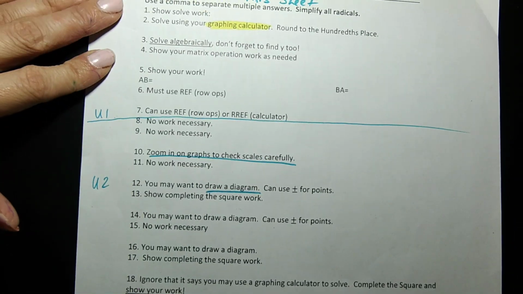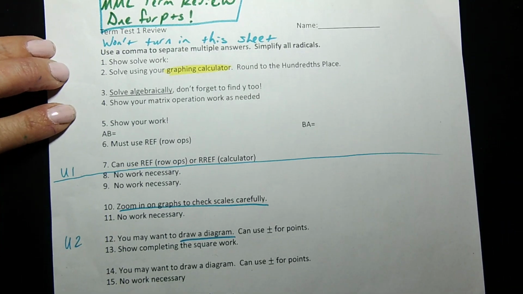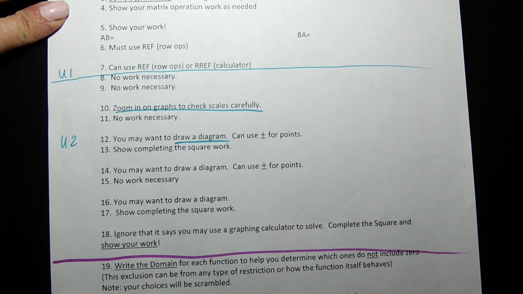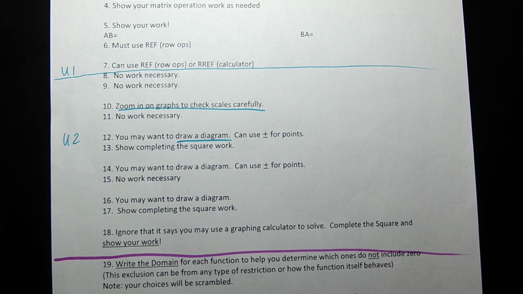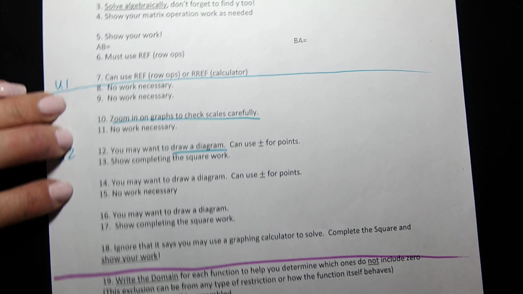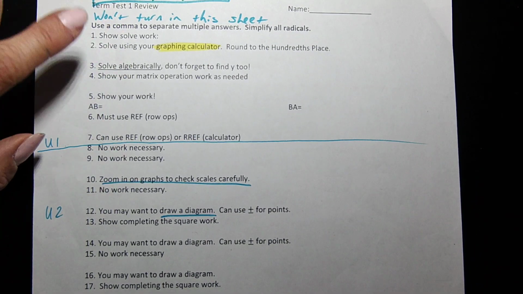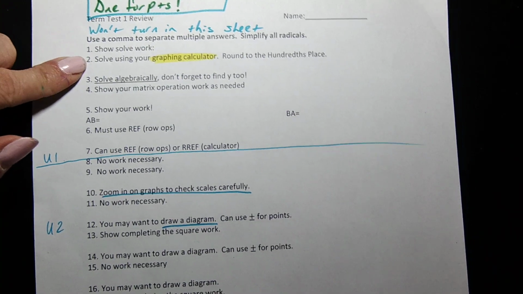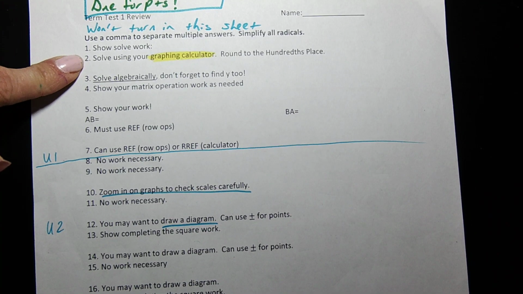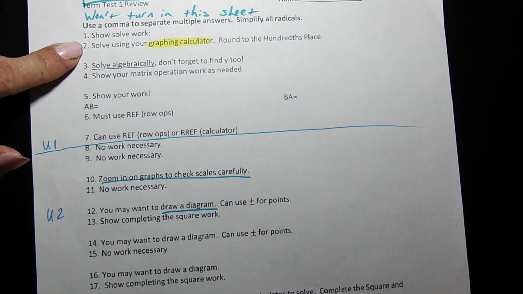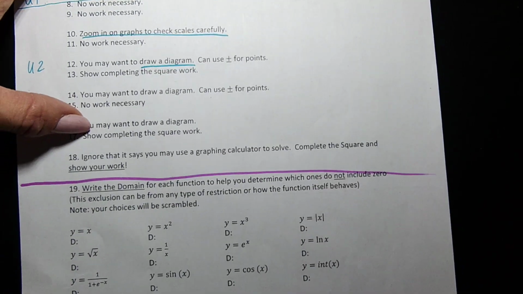So 1 through 7 is unit 1. 8 through 18 is unit 2. And just FYI, we're going to be going over number 2 on the term review together, since I've been getting a lot of questions about this one. I think a whole class instruction on it might be a good idea.